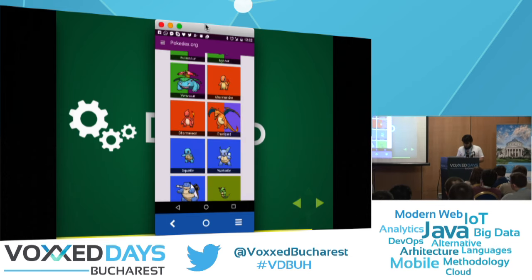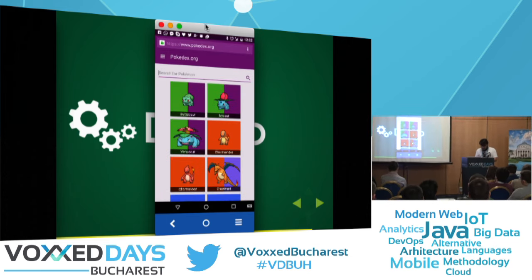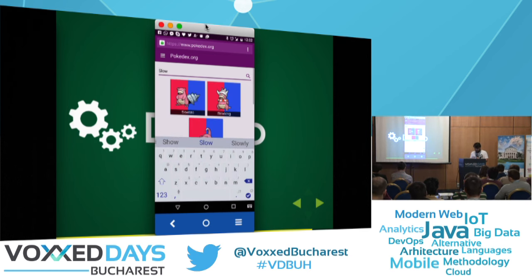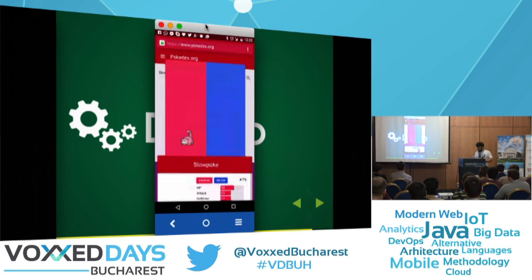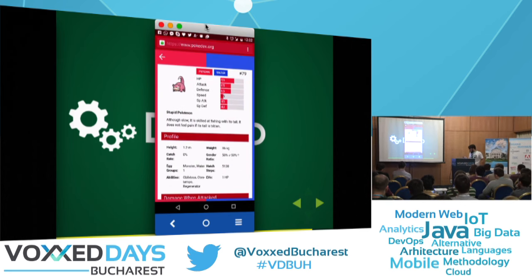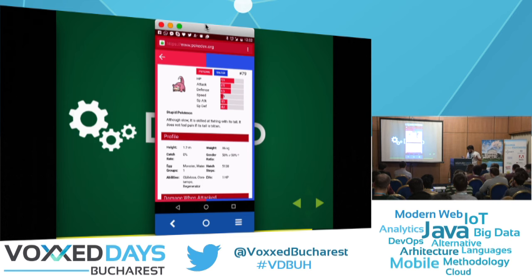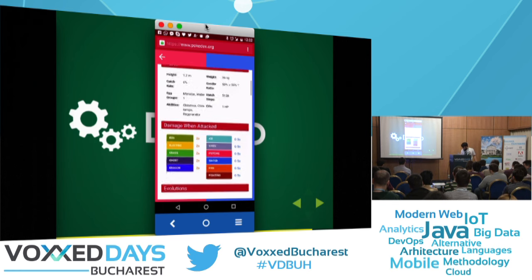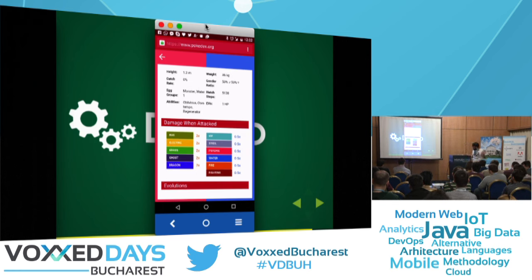We can search. Okay, let's search Pokemon. Let's say Loris. There we go, Slowpoke. Okay, so we have Slowpoke here. We know that he's really, really, really slow. You can't really find him in the wild anymore because he's so slow that none of them ever reappeared. Okay, so this is basically the web app.